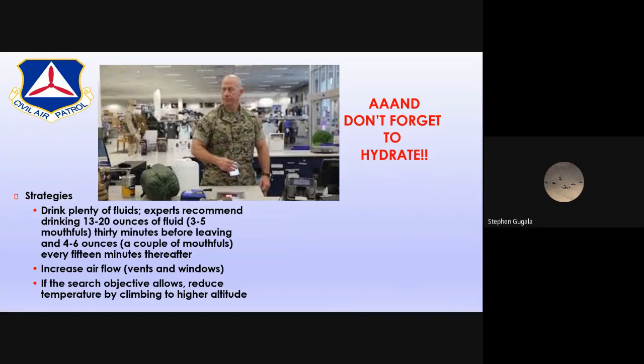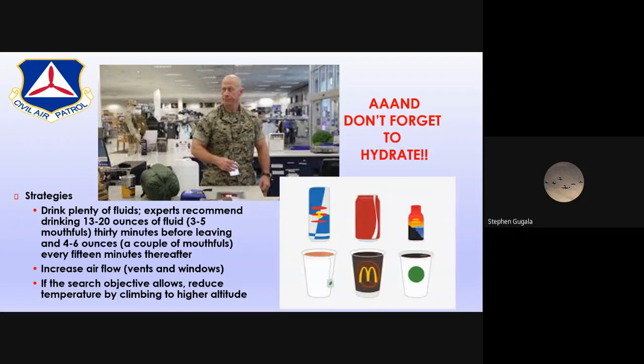Also, you can increase airflow over the vents, out of the vents and windows, to reduce your temperature on a summer day and minimize sweating. And if the search objective allows, again, you can reduce your temperature by climbing to a higher altitude. Don't forget to hydrate. Also, prior to taking on the mission, avoid caffeinated beverages, Cokes, energy drinks, tea, chocolate, things that contain caffeine. Caffeine will increase your rate of dehydration.